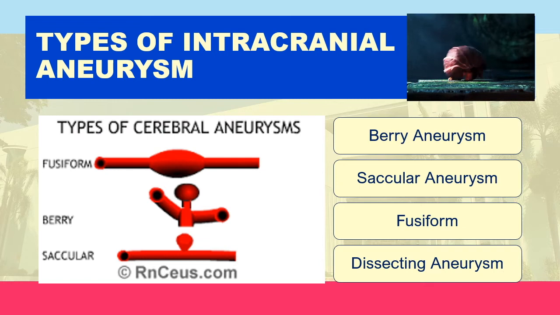Now, there are several types of aneurysm. So class, if you would look at the form of the aneurysm, you have your fusiform, you have your berry, you also have your saccular. And then class, you have your dissecting aneurysm. So class, when I talk about dissecting aneurysm, these are aneurysms that are about to rupture. So class, look at the structures of these different kinds of aneurysm.